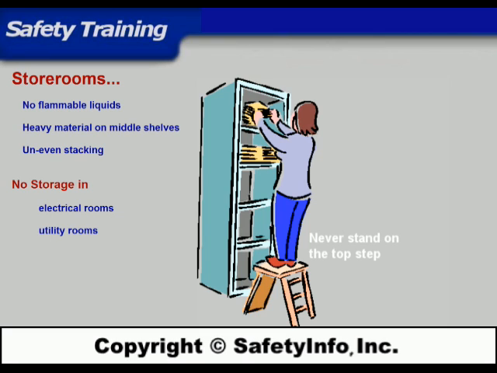Storerooms are safe if material is placed properly. Flammable liquids are not permitted in storerooms unless they are in authorized flammable storage lockers. Heavy objects should be placed in the mid-shelf areas to prevent back injury when they need to be retrieved. Another storeroom hazard is uneven stacking of material or placing heavy objects on lightweight boxes. Either of these practices can cause material to slip and fall.